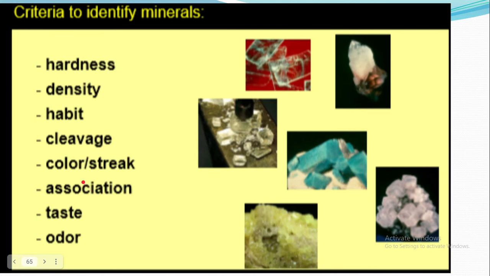The association is sometimes important, in which we know that if we have a granite rock, there must be some quartz and feldspar. But if you have dark color rocks, then it will be associated with some pyroxene mineral. So the association is important, where it is from, whether it is from the lava or from the magma. Then there are certain minerals having certain taste and certain odor. So these are some of the criteria which help us to identify the mineral.